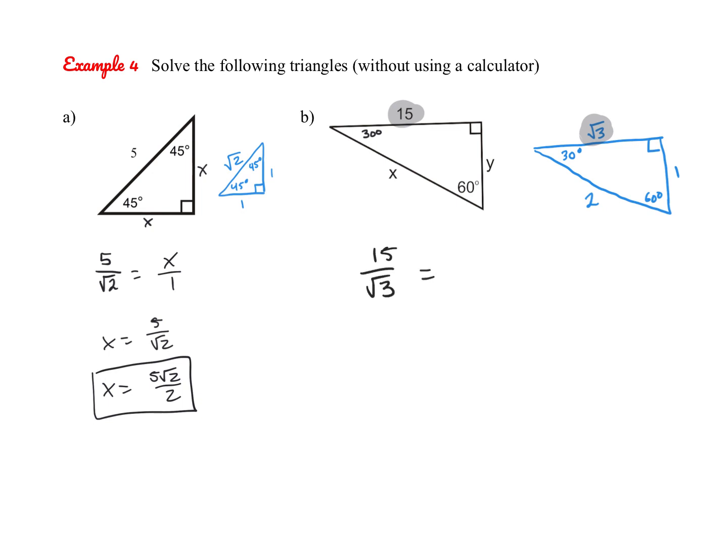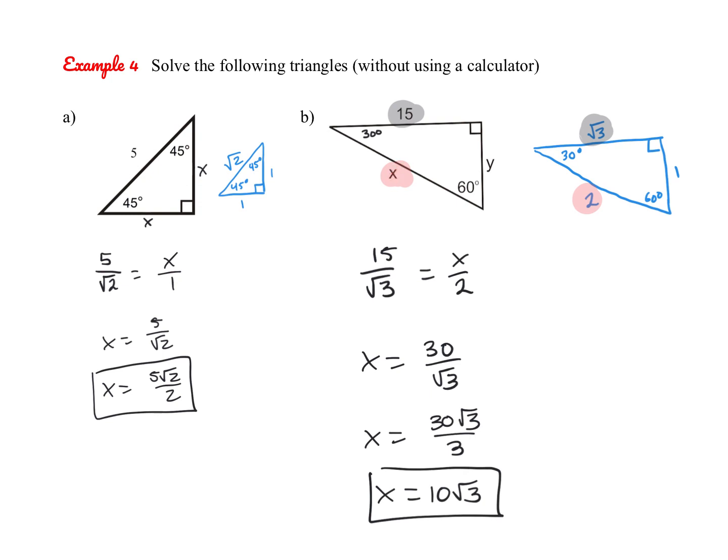And let's say I want to solve for x first. Well, I see that x and 2 are in the same relative position. So I can say equals x over 2. So I multiply both sides by 2. And then I rationalize. So I get 30 root 3 over 3. So x is 10 root 3.